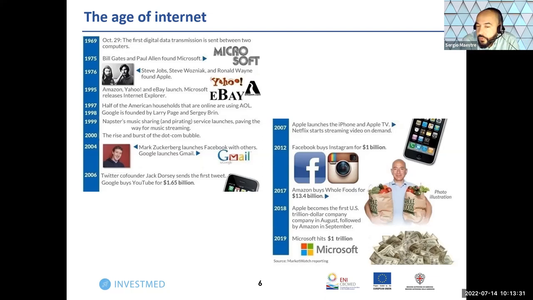And just in 2004, very, very recently, okay, the changes in the world of internet are changing so fast. In 2004, you know, Mark Zuckerberg created Facebook at the same time as Google developed Gmail. Okay, then Twitter in 2006, 2012, Instagram, Amazon, Microsoft. You know, in these last 20 years, the world of internet has changed our life completely. Okay, we cannot live without internet.